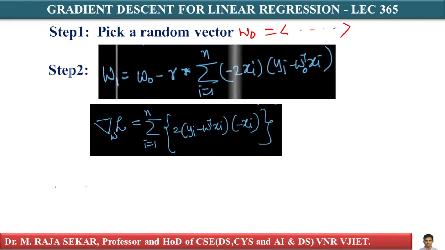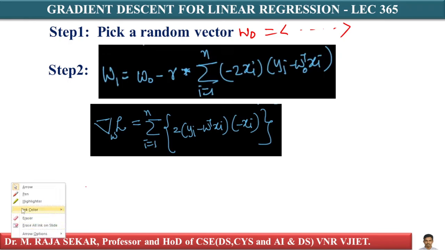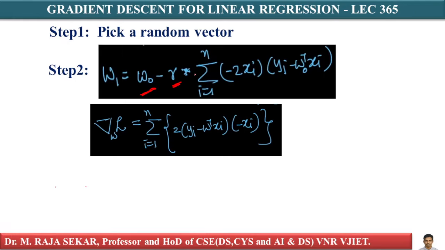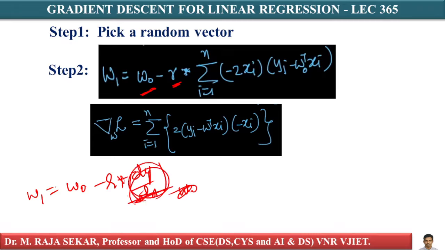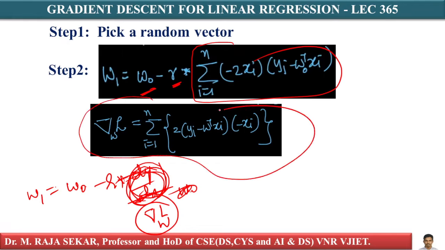What is my W1? W1 equals W0 minus R into dy by dx, at W0. But here it's a vector differentiation. Therefore, instead of dy by dx, I must write del of L with respect to W. That's what we discussed in previous lectures. Therefore, R into del L with respect to W is this one.